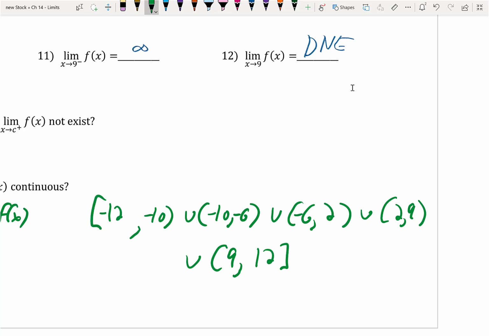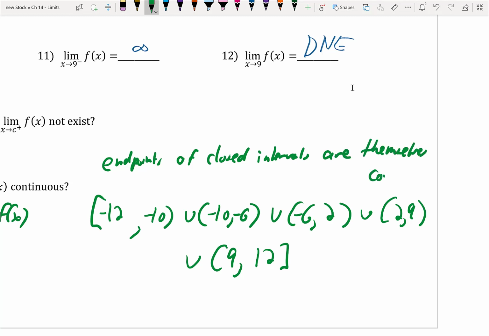It does, but we're going to include 12 and negative 12, and here's why. Endpoints of a closed interval, we count those points as continuous. That's just a kind of qualifying rule, and I want to write that up here. Endpoints of closed intervals are themselves continuous, because it doesn't make sense to talk about a limit from a side of a graph that doesn't exist. It just gets a little silly there.